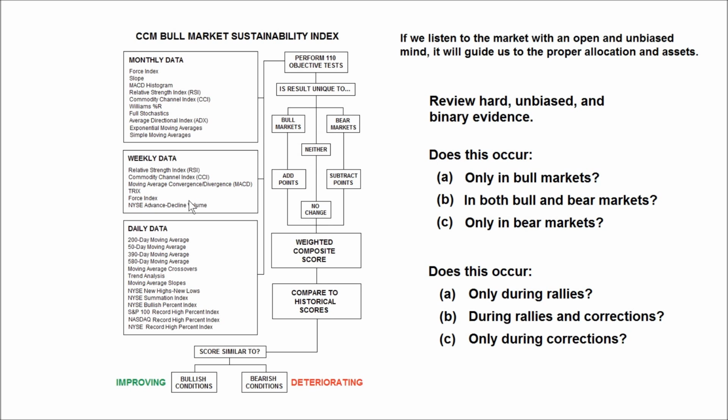We can take all of this data, and that's what the submodels do, take it and boil it down to one score, and then we can compare that to historical scores and answer the question, is the present market profile similar to bullish conditions or bearish conditions? We can also understand when a market's profile is improving or deteriorating and adjust our allocation accordingly.